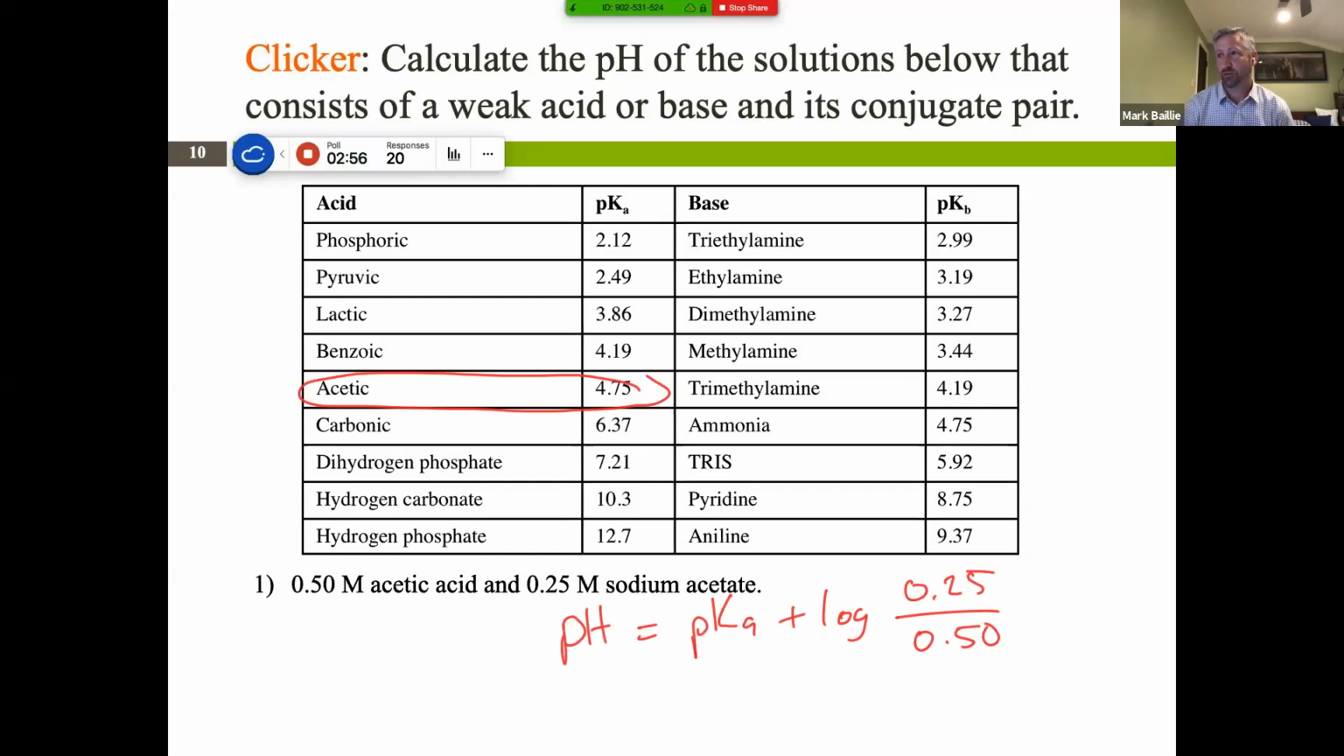So the pKa is 4.75. We know that would be the pH if we had an equal mixture of both. We don't. So are we expecting the pH to be higher or lower than the pKa?